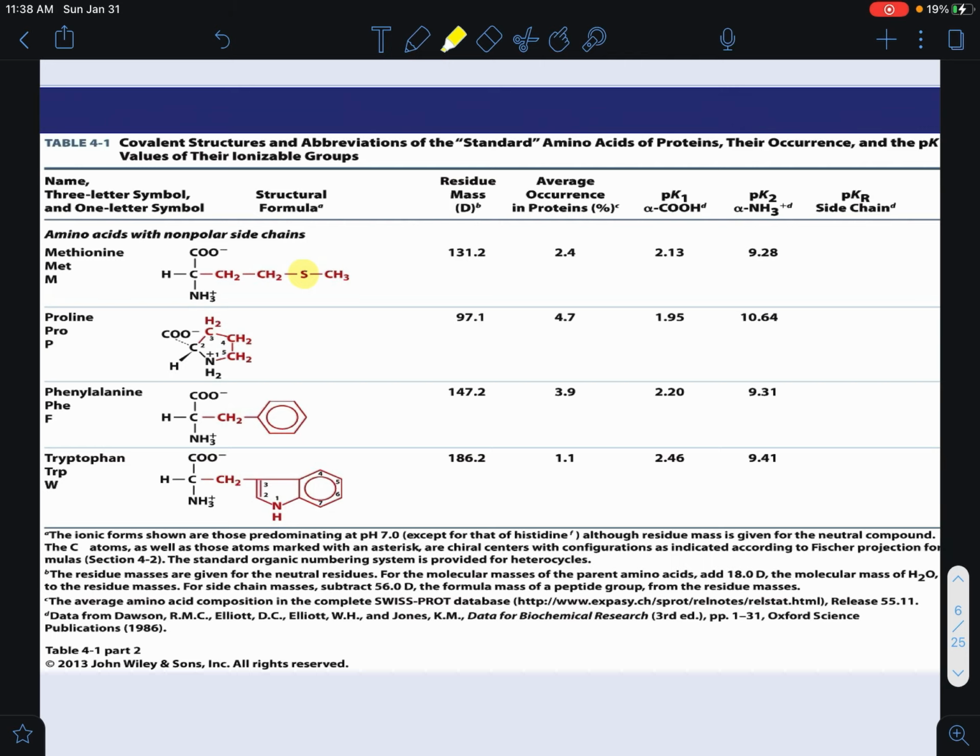Phenylalanine, it's just like a benzene ring. And then tryptophan, you see this hexagon benzene ring and a pentane kind of attached to it.